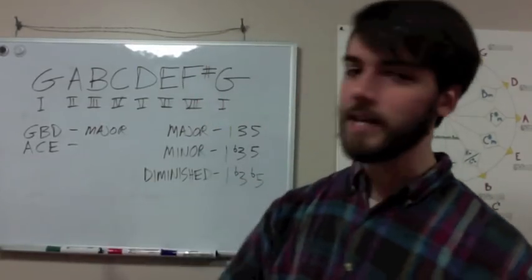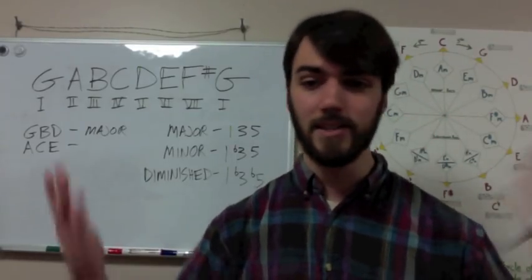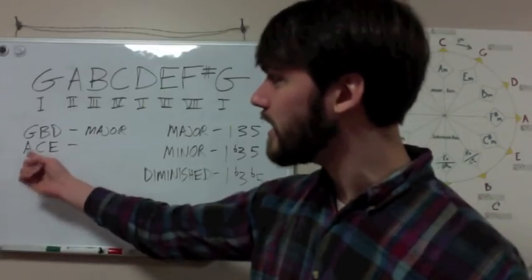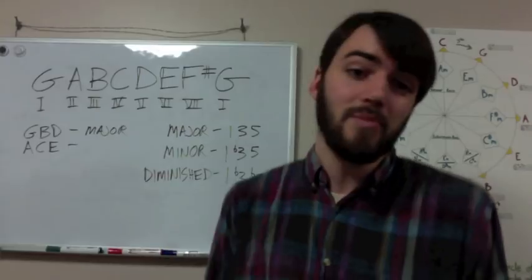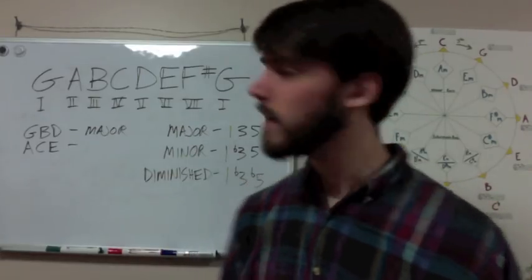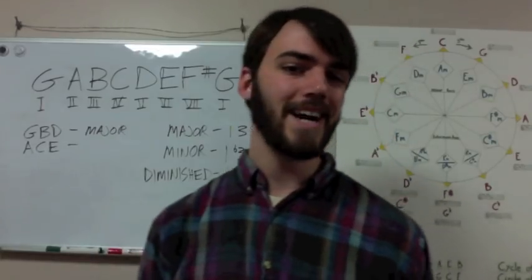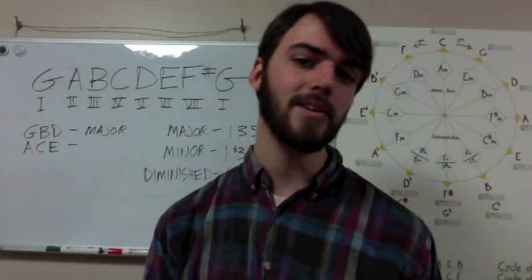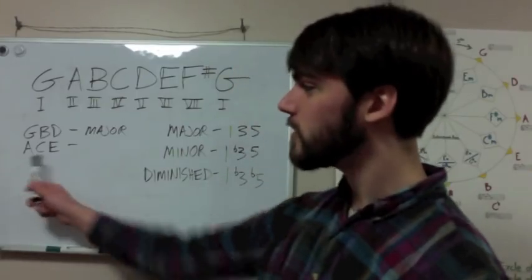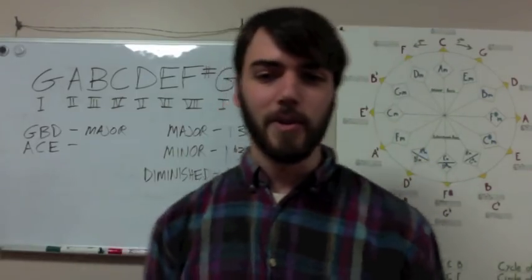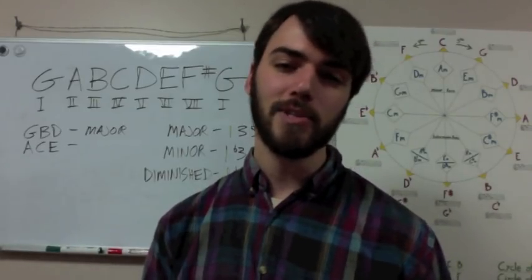Alright, so we have A, C, E, but we have no idea what kind of chord that is. A, C, E, I don't know. Because we already know that A is not the first note of a G scale, so it can't be A major. It might be, but we don't know that for sure. So the only way to figure out what kind of chord a group of notes is, is to compare it to its own key. I'm going to say that again: the only way to figure out what chord a group of notes is, is to compare it to its own key.